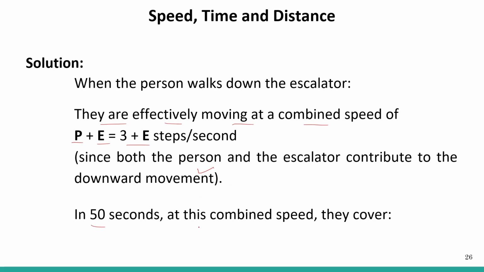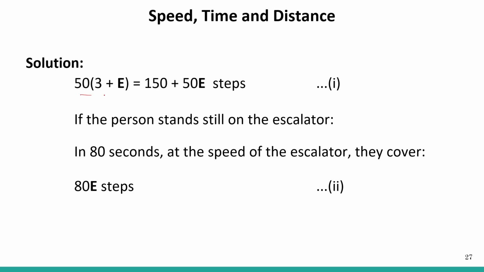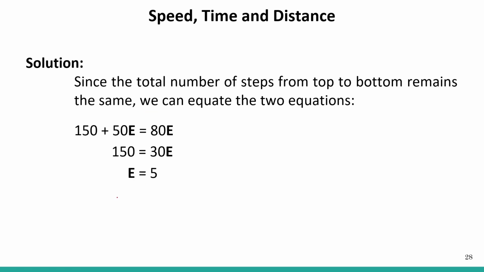So in 50 seconds, at the combined speed, they cover 50 into (3 plus e), which is 150 plus 50e steps. If the person stands still on the escalator for 80 seconds, at the speed of the escalator, they will cover 80e steps. So 150 plus 50e is equal to 80e. This is given to us. Solving this, we are left with 150 equal to 30e. So e is equal to 5.